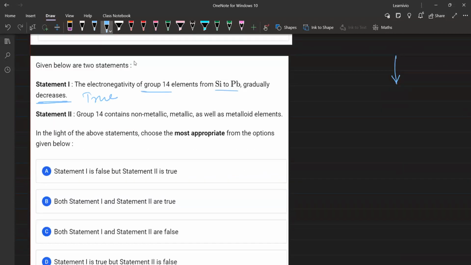And non-metal, metal as well as metalloid elements, so this is also true. Because it has carbon, and below carbon we go to silicon, germanium, which will be metalloids, and then the metallic ones, lead will be metallic, tin will be metallic. Okay, so both of these statements are true. So B is the correct option. Both statement 1 and statement 2 are true.